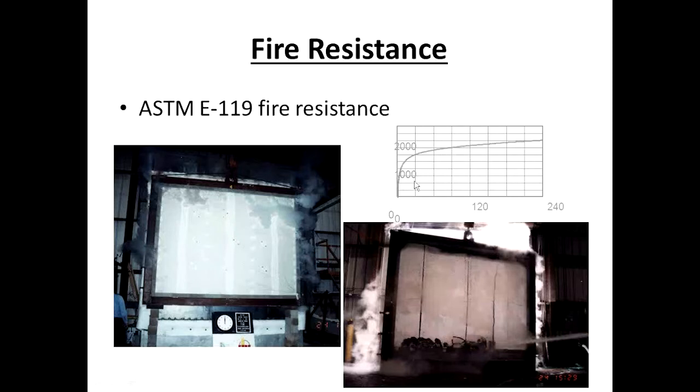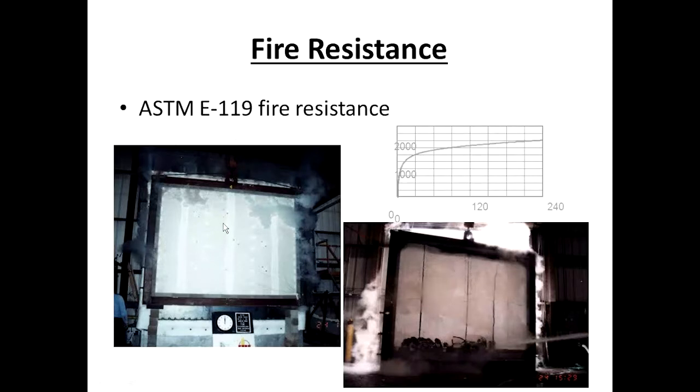And this curve does actually simulate pretty accurately what happens in a natural fire event, except that in a natural fire event, at some point in time, all the combustibles will be consumed by fire and the fire load goes down. Therefore, the temperatures will start to drop on the unexposed side.